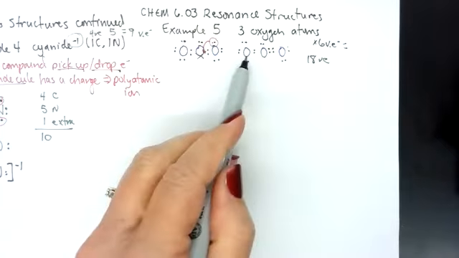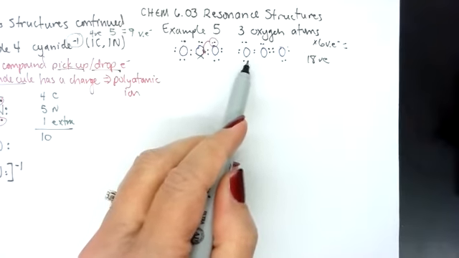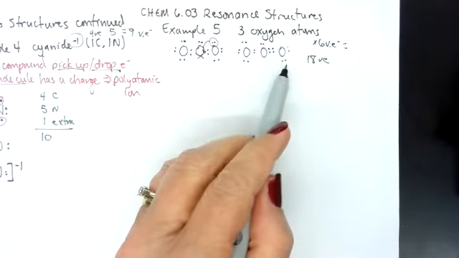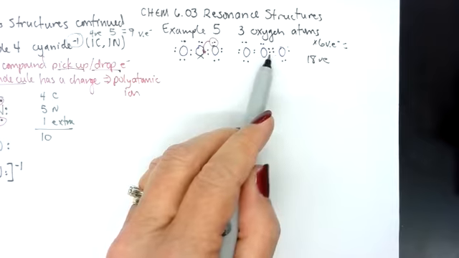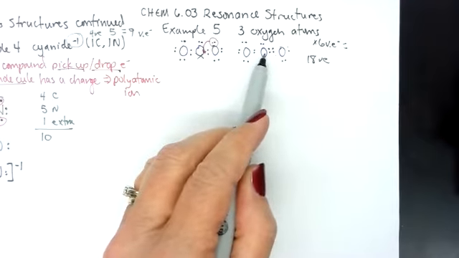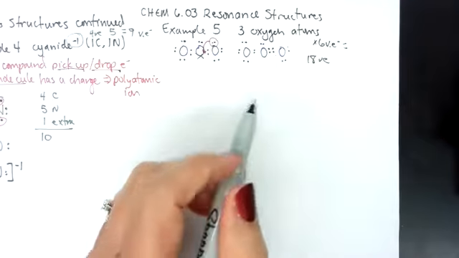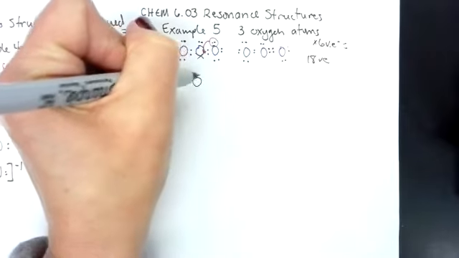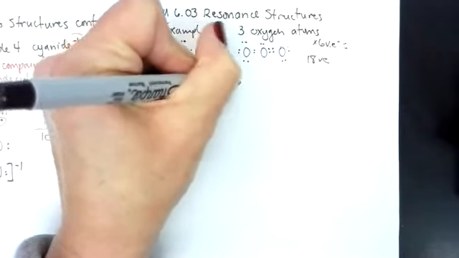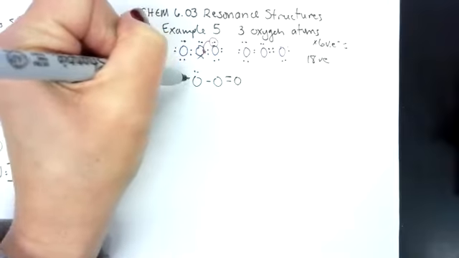For this oxygen atom, 2, 4, 6, 8. For this oxygen atom, 2, 4, and both of these pairs count, 6, 8. And for this oxygen atom, I have 2, 4, 6, 8. So my final structure is going to look like this, and I'll put my pairs on.